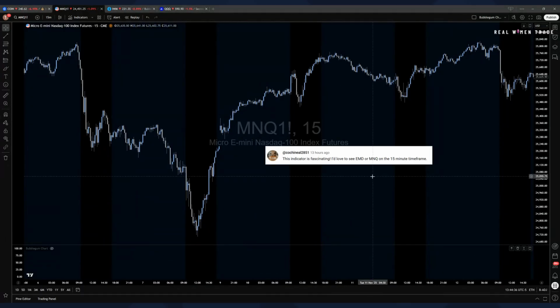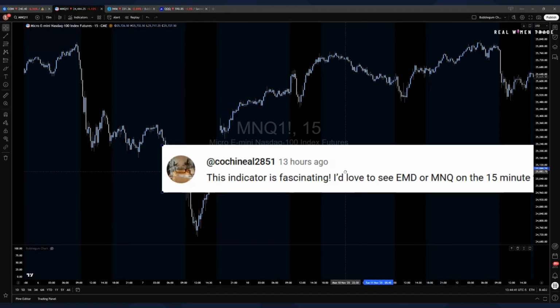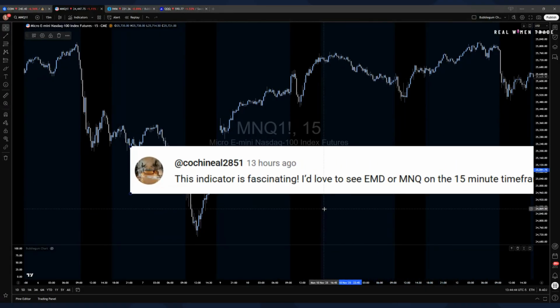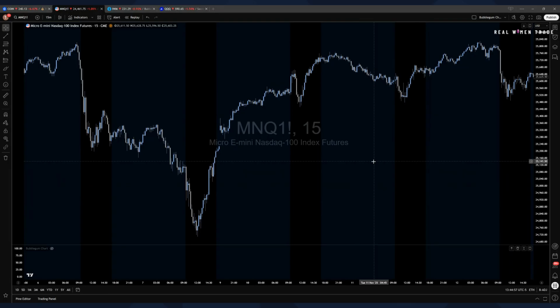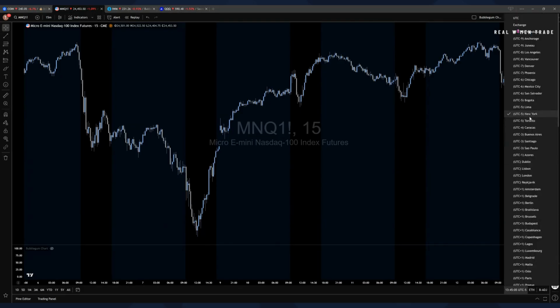Okay, this request is from COCHINEAL 2851. This indicator is fascinating. I'd love to see EMD or MNQ on the 15-minute time frame. Okay, well, let's do MNQ. This is the 15-minute time frame just on a normal chart. And I did change the time to New York time. So depending on where you are in the world, just know that's the time frame that we're using.